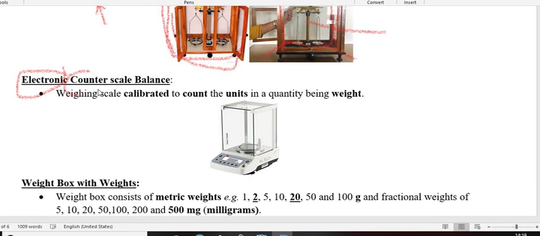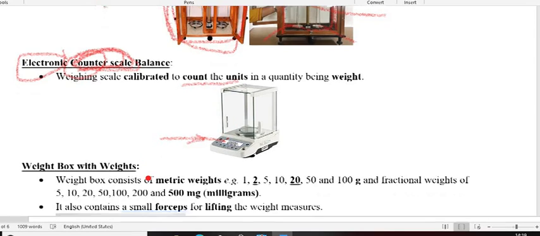It is used as a counting scale, because the number, the numeral value of the weight, is coming. We are counting it, so that is why this is called electronic. The number is coming here, so this is called an electronic counter scale balance, because we are counting the unit of the weight.